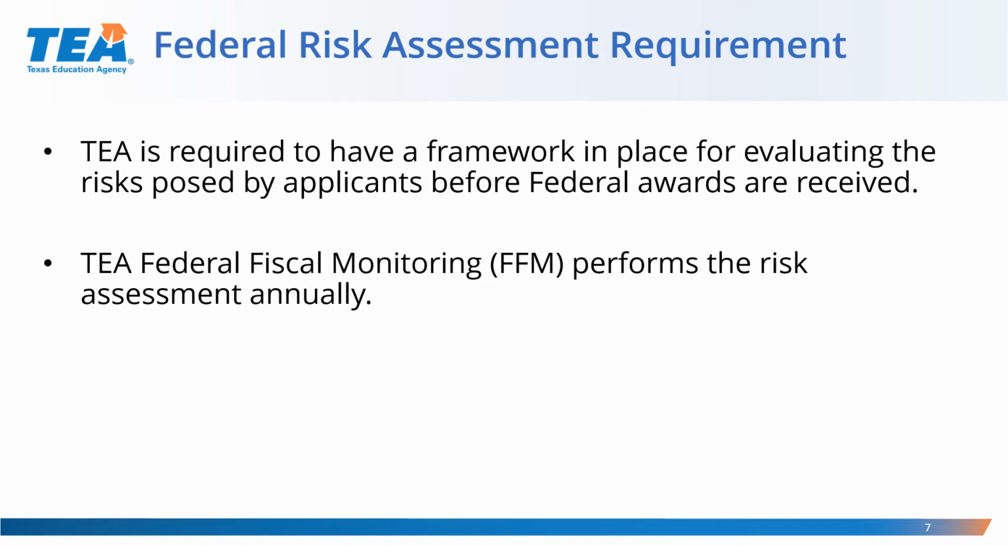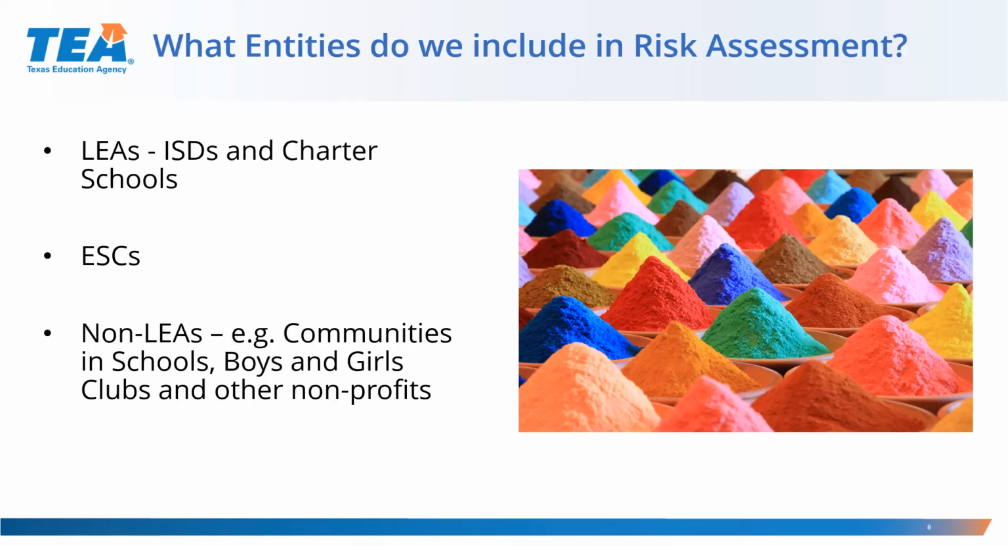TEA is required to evaluate the risks posed by applicants before federal awards are received. We perform this risk assessment annually, starting in January and finishing by June 1st each year for the next fiscal year. We perform this risk assessment on LEAs, service centers, and non-LEAs. Any entity that received a grant through TEA in the prior year is evaluated for risk.